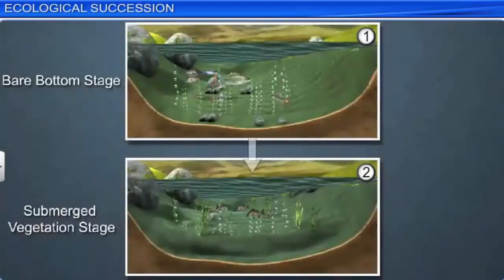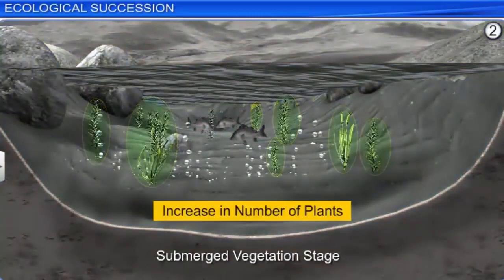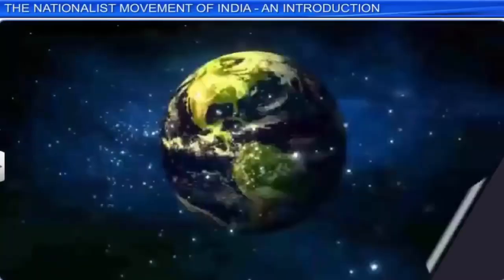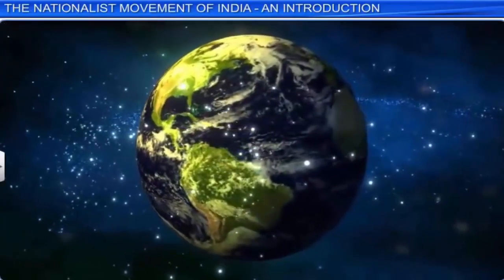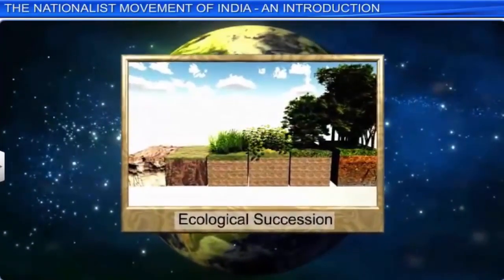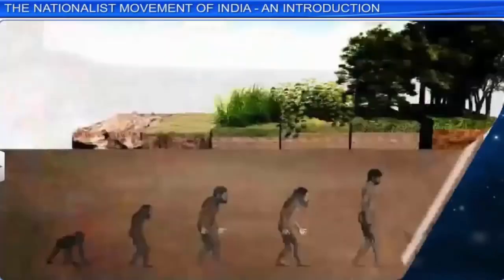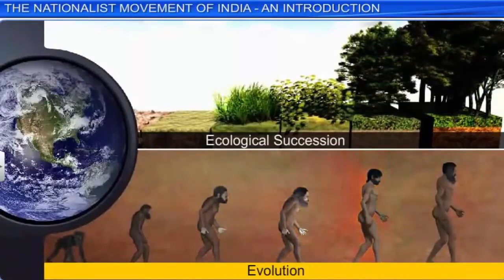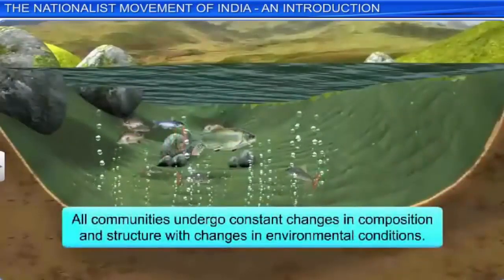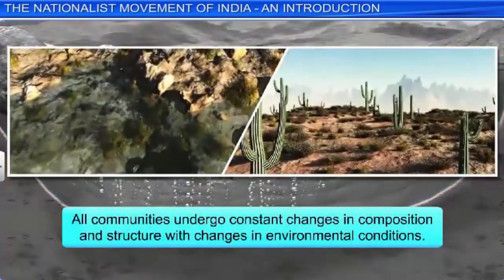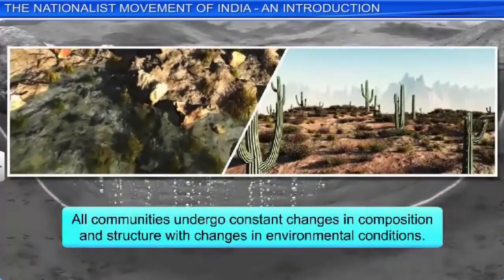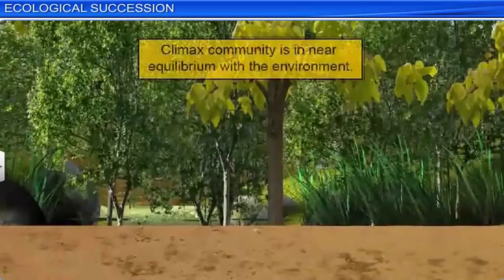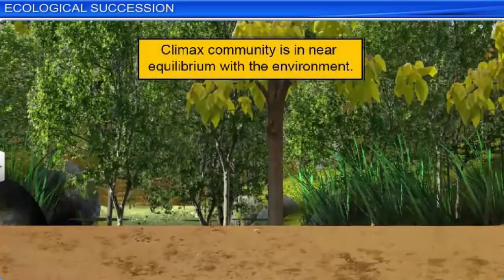During ecological succession, the population of certain species increases, while that of many others may decline or even disappear. In fact, present-day communities across the world are the result of ecological succession that took place over several million years. It is assumed that succession and evolution are parallel processes in operation since time immemorial. All communities undergo constant changes in their composition and structure in response to changes in environmental conditions. These changes take place in a sequential and orderly manner, leading to a climax community which is in near equilibrium with the environment.